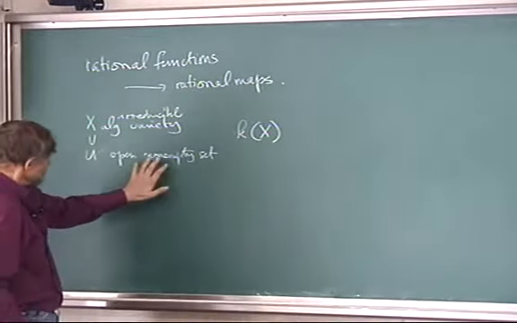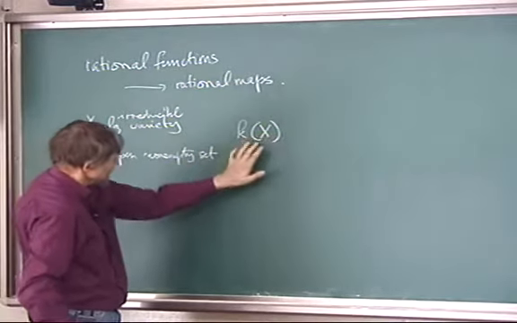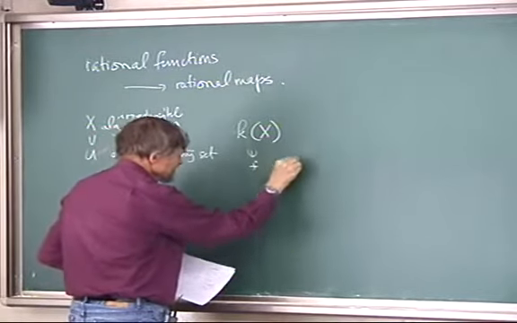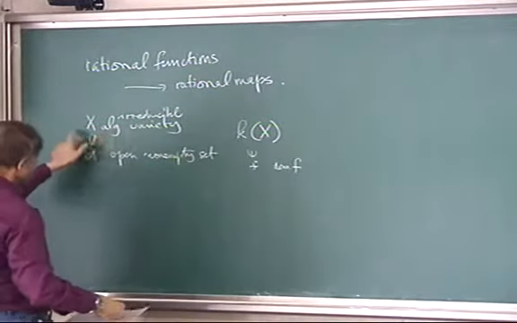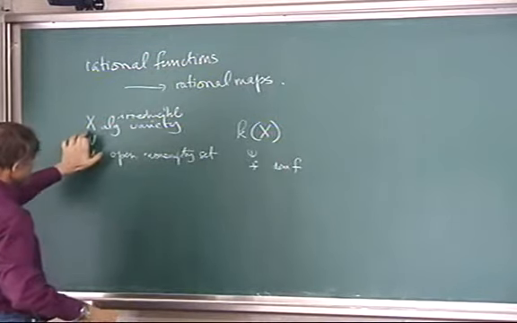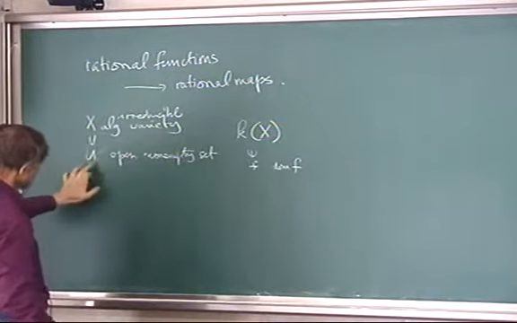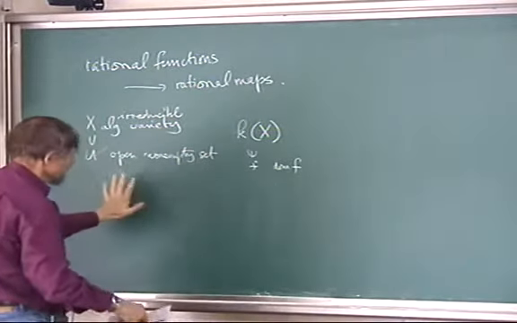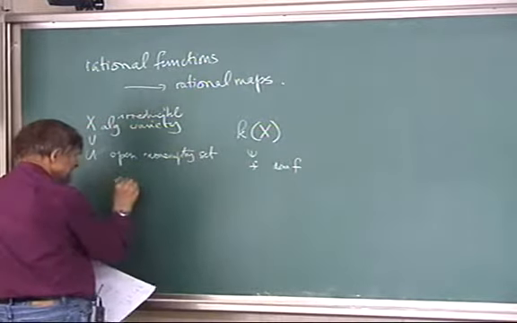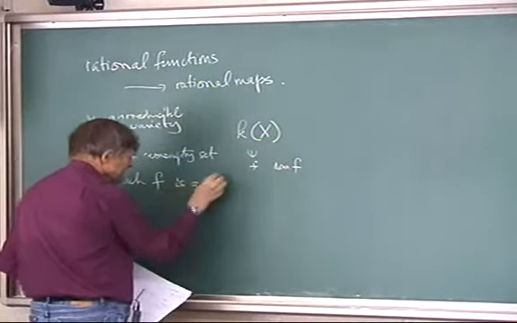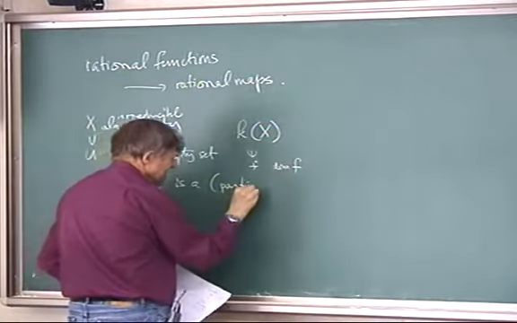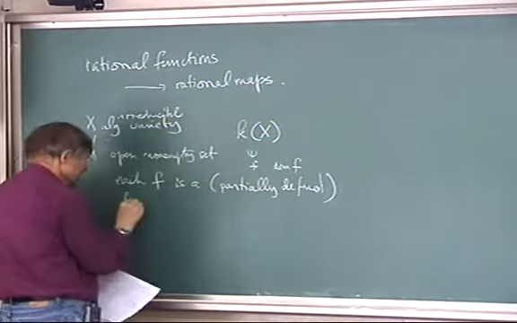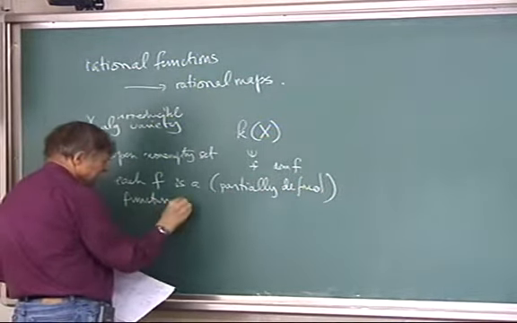Each f in there has a domain, which is a dense open set in X, and so it intersects U in a dense open set of U. So each f is a partially defined function on X or on U.